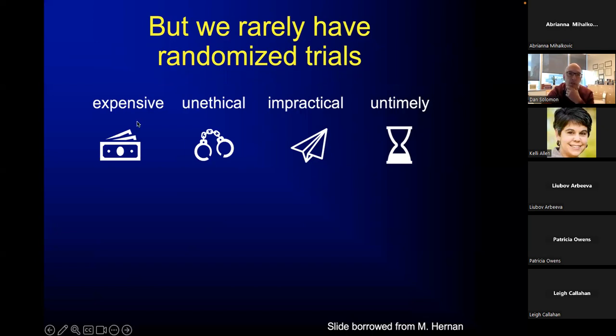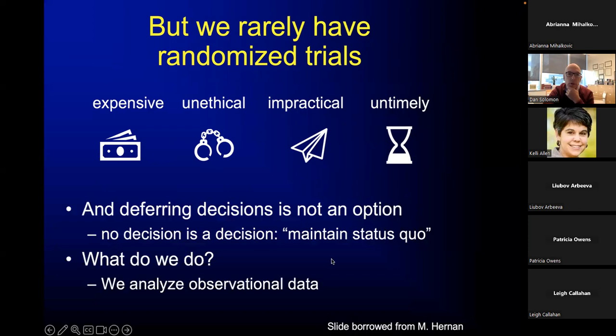So randomized trials are expensive, sometimes unethical, sometimes impractical, and almost always untimely. And deferring decisions is not an option. No decision is a decision. It maintains the status quo. So what do we do? As epidemiologists, we analyze observational data, but we need to do that in a very intelligent manner, else we confuse ourselves. And as an editor, I see confused association studies on a daily basis, as does Kelly.